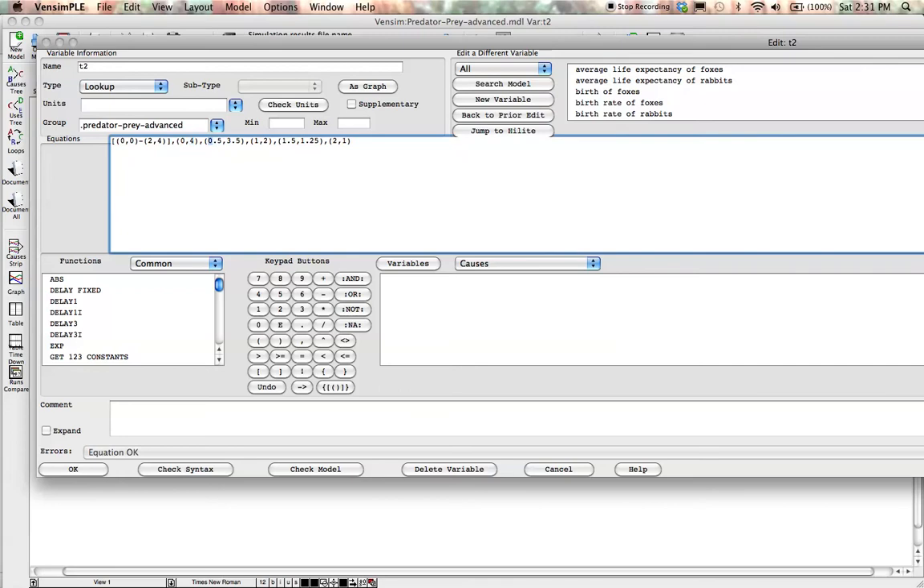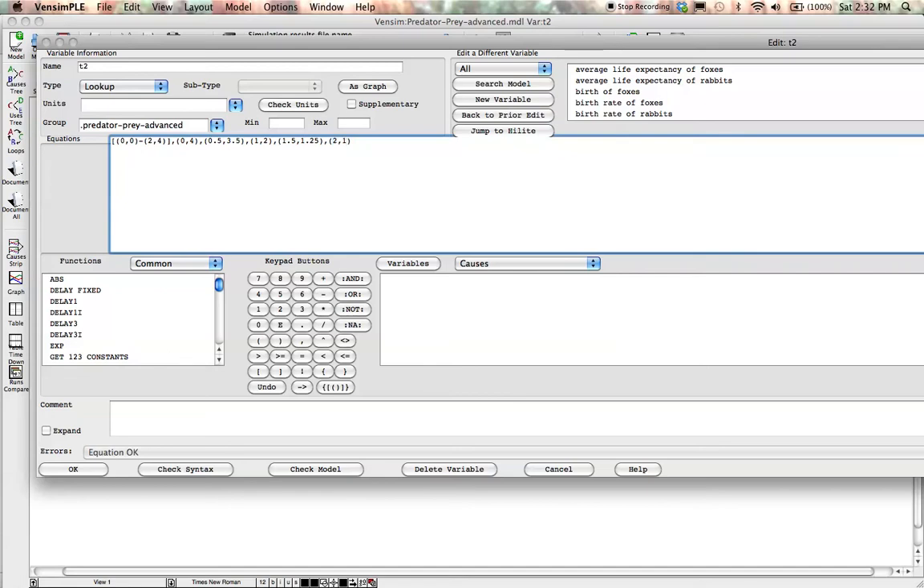For a relative population of 0.5, it is 3.5. For 1, it is 2. So for a relative population of 1, when the population of rabbits is equal to that sustainable value, it's 2. Now, if the population of rabbits exceeds the sustainable population by 50%, so that their ratio is 1.5, the birth rate of rabbits drops. And if it reaches 2, so if it doubles, then it reaches a value of 1.